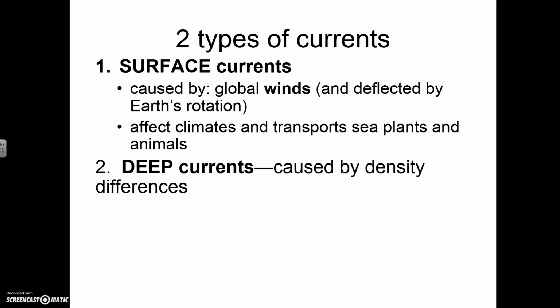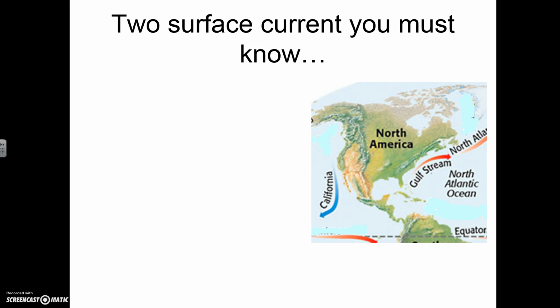Deep ocean currents are caused by density differences. So when water is more dense, it's going to sink, and when it's less dense, it's going to float.